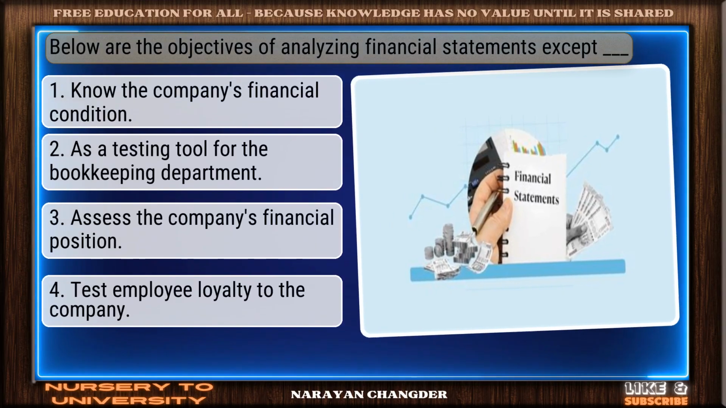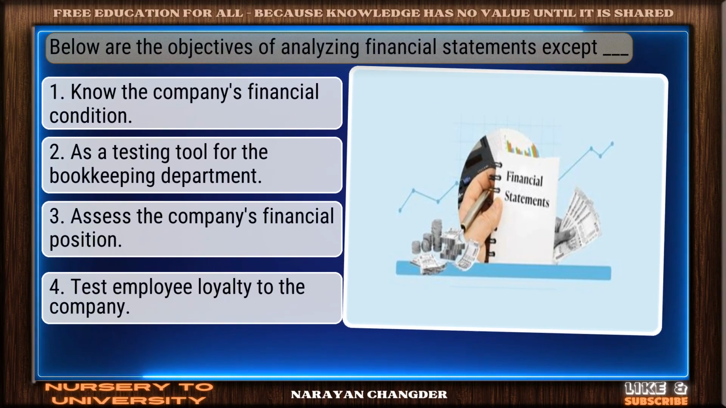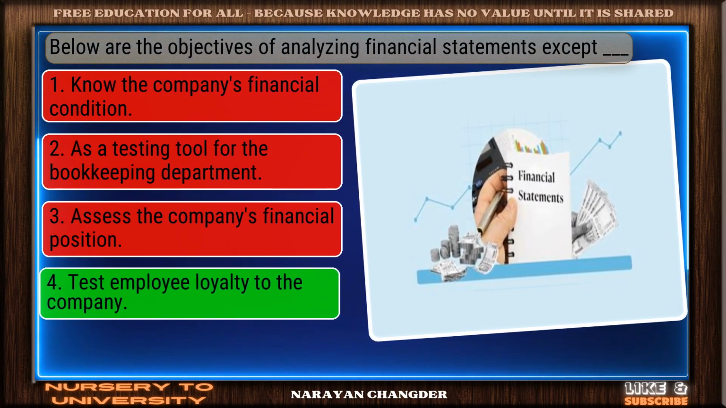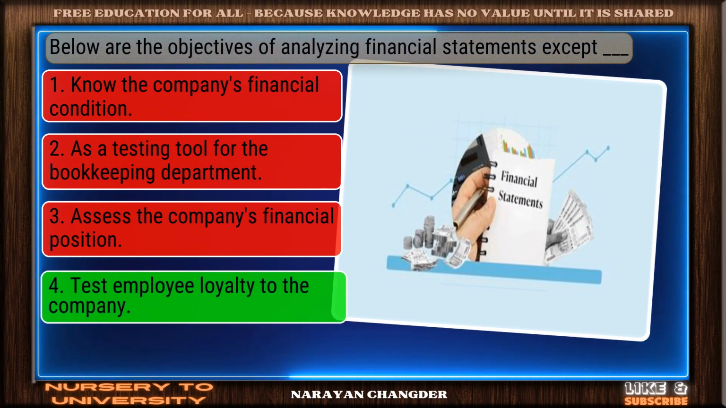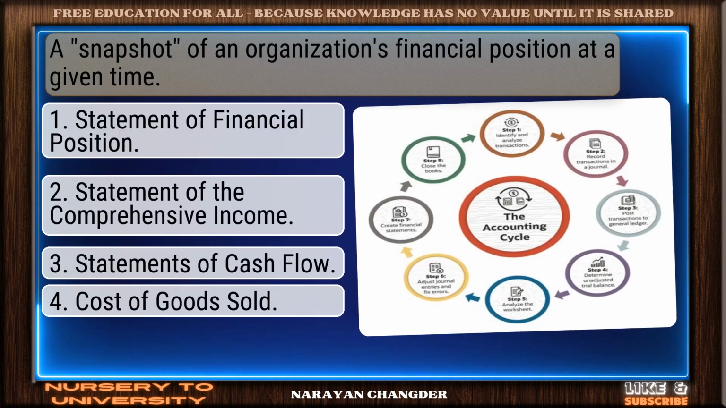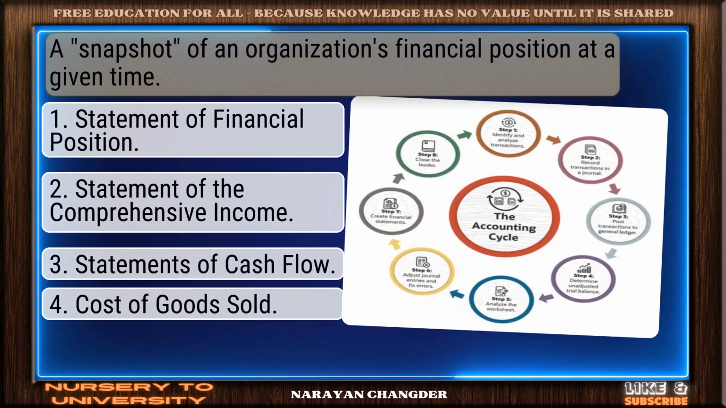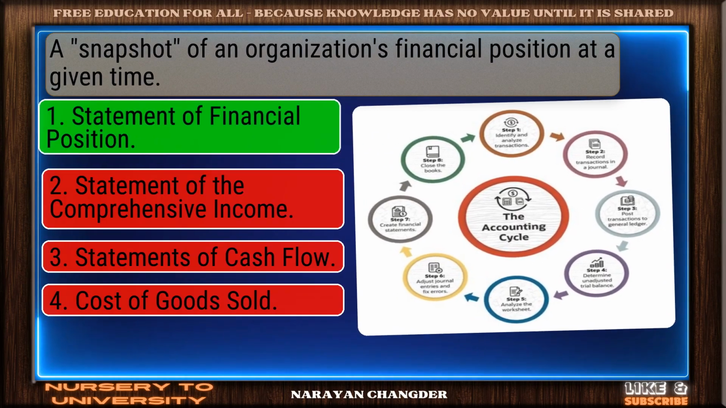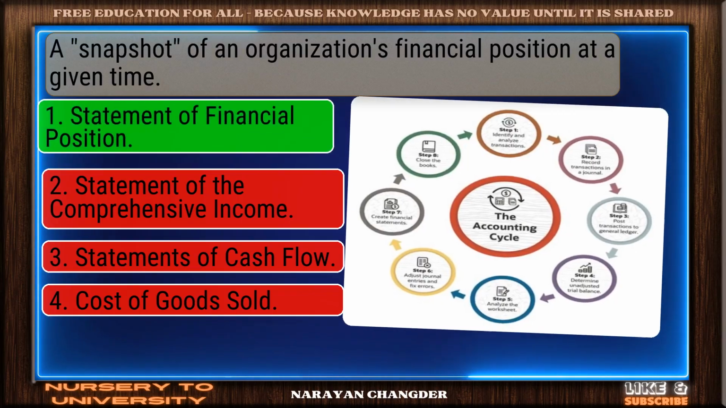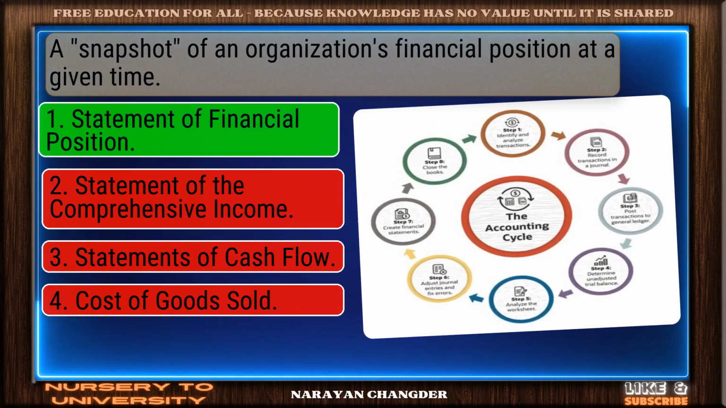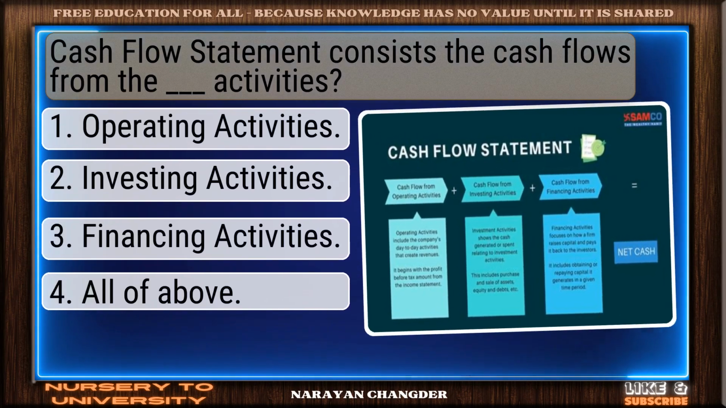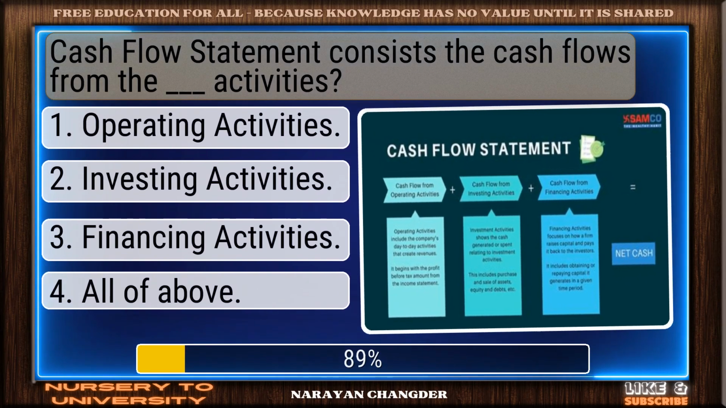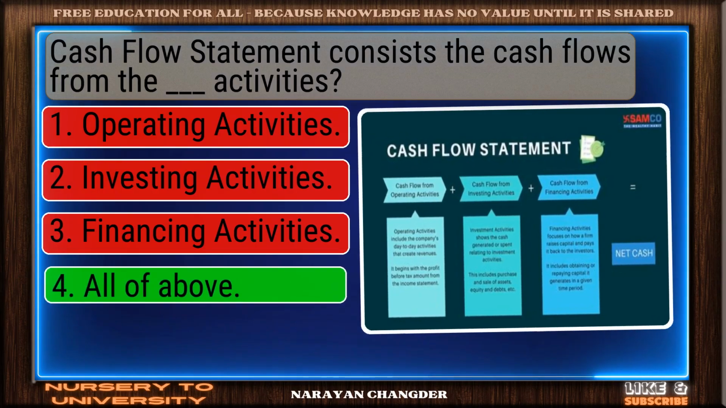Below are the objectives of analyzing financial statements except dash. Exactly. Test employee loyalty to the company makes sense and it is the right choice. A. Snapshot of an organization's financial position at a given time. Strong choice. Statement of financial position is the right answer. Cash flow statement consists of the cash flows from the dash activities. All of the above is the answer.